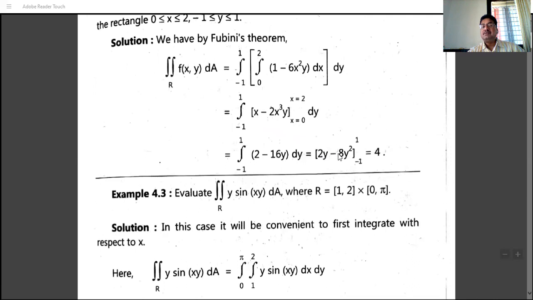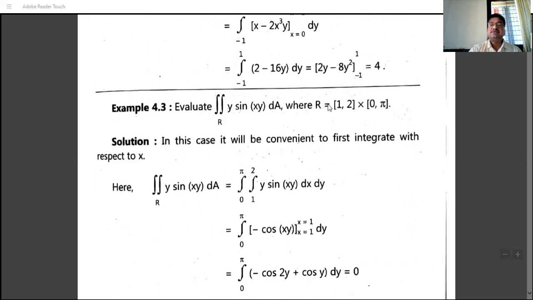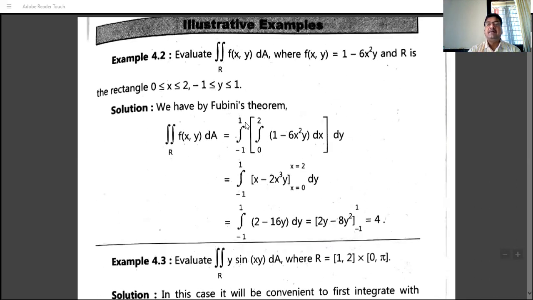So what do we have? Minus 2 minus 1 square is plus 1. So minus 2 minus 8 becomes minus 10. So minus minus becomes plus 10. Then minus 6 and plus 10 becomes 4. So this is the way to find the double integration.